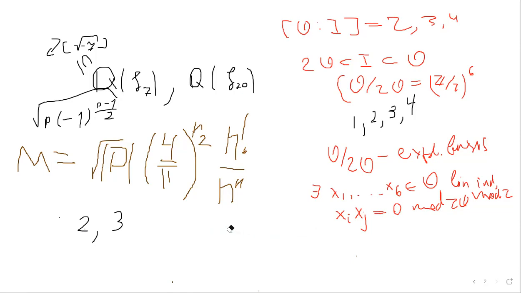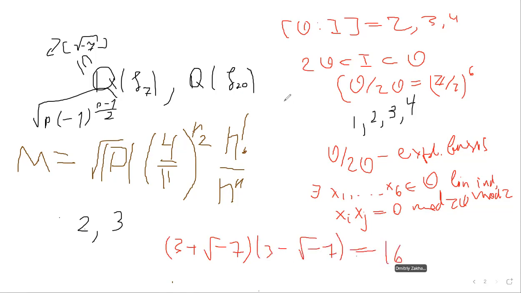So, in other words, yes, we can show that this doesn't split and this doesn't split, right? Does it split in a sub-extension? Doesn't split in the sub-extension. Hold on, but we still have 3 plus square root of -7 times this guy is 16.